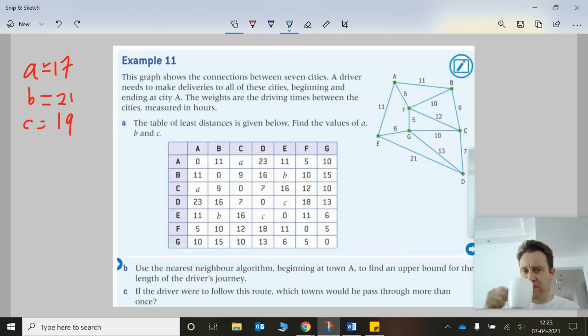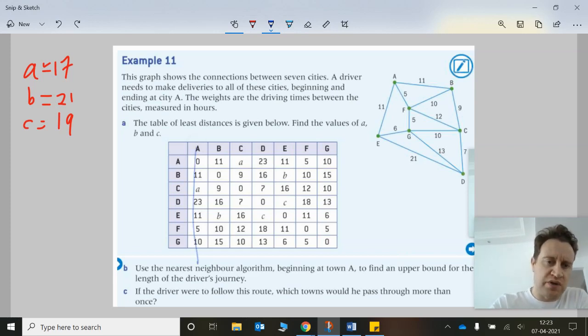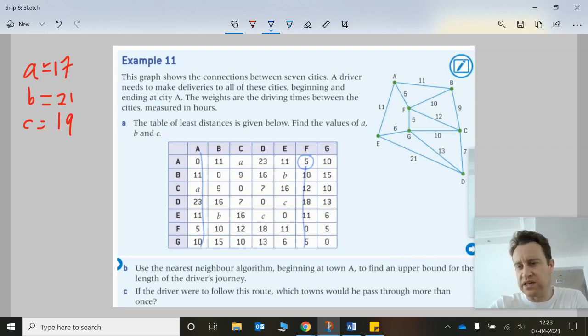I say we're going to do part B. It says use the nearest neighbor algorithm beginning at town A. So let's deal with this one here. Beginning at town A, we don't care about anything which is in A, so we can cross those ones off. Now we're looking for the lowest number in here, which is 5. We cross this one off because I no longer need to connect to F. F is already a vertex which has been included. So we've got F there, and now we're at F.